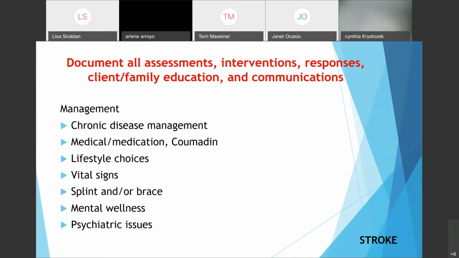As we are managing all of those contributing chronic conditions, we are managing stroke. So all of that has to get documented. That includes, of course, the cardiovascular, the AFib, the diabetes, and so on. The medical management, the medications, particularly Coumadin, but others as well, lifestyle, vitals, splint, brace, mental wellness, and psychiatric issues. Those play a big part in wellness too.